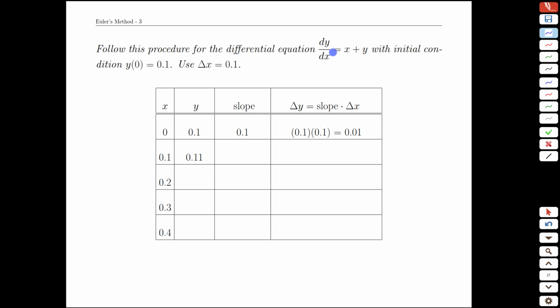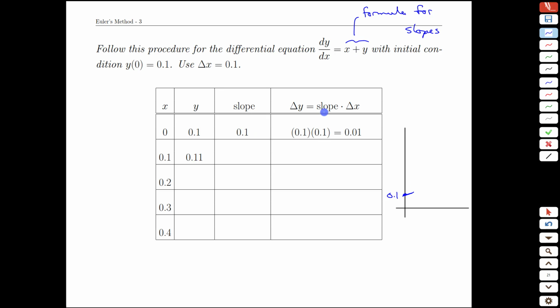Let's apply that approach to a specific differential equation, dy/dx equals x plus y. So again, we can think of this now as a formula for slopes. And once we have that formula for slopes, if we know where we're starting, here we're starting at x equals 0, y equals 0.1. We can calculate the slope there as 0 plus 0.1. So we have a shallow slope.